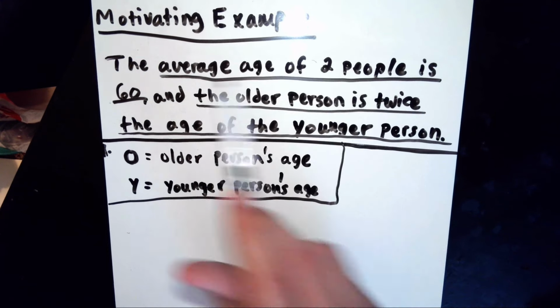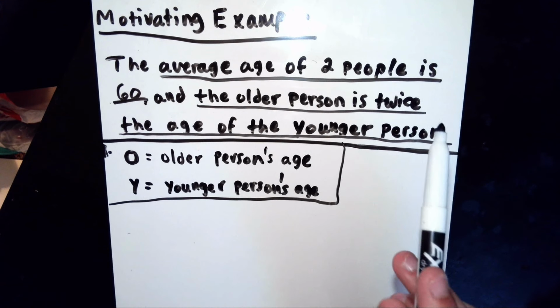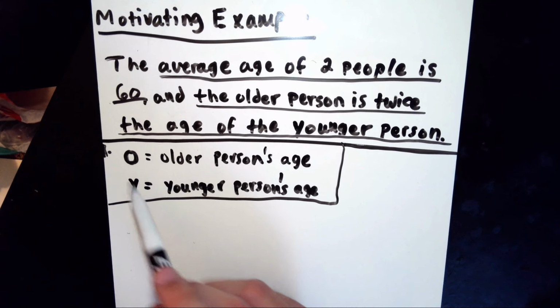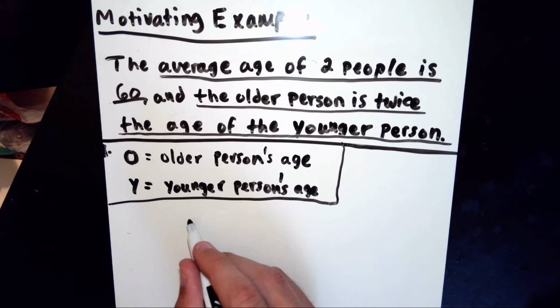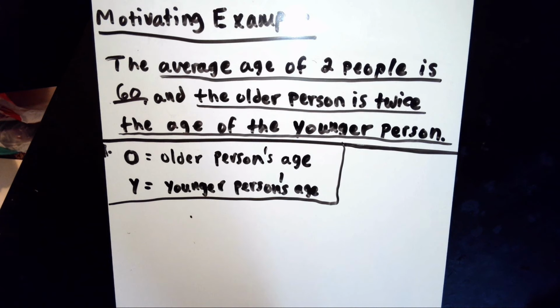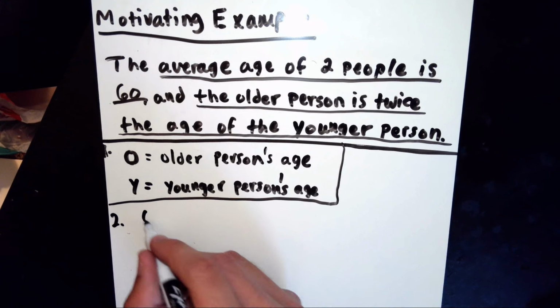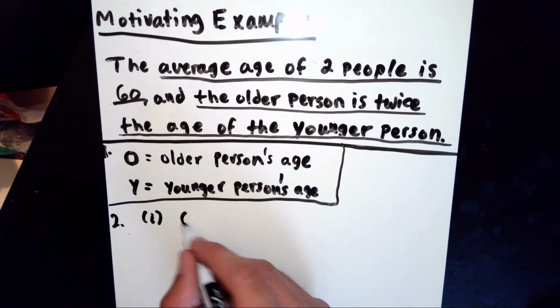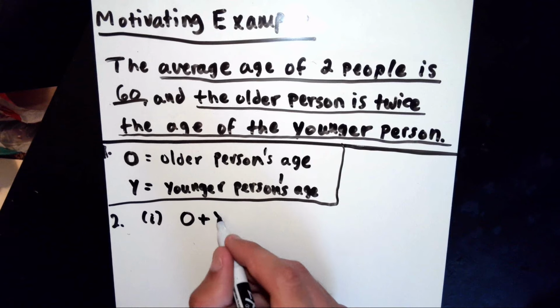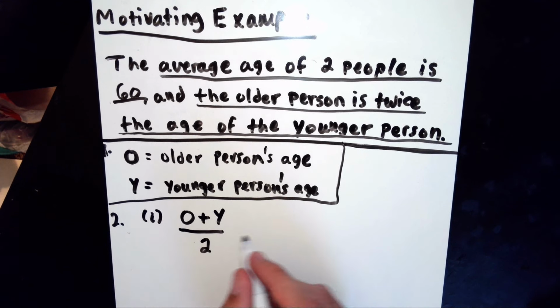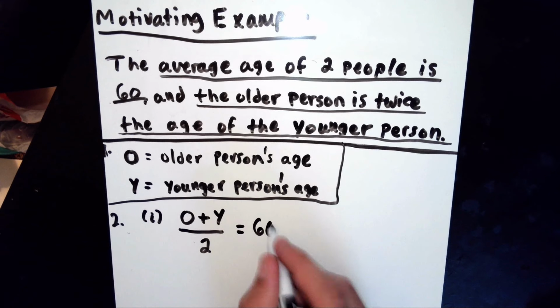So the average age of two people is 60. So the average age of O and Y, we get this formula. Remember, an average of two things is just adding them together and then dividing by 2. So in particular, the first equation that we get, I'll call it equation 1, is (O plus Y) over 2. This is the average of O and Y. It is 60. That's equation 1.